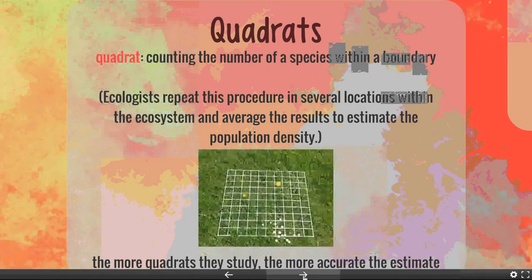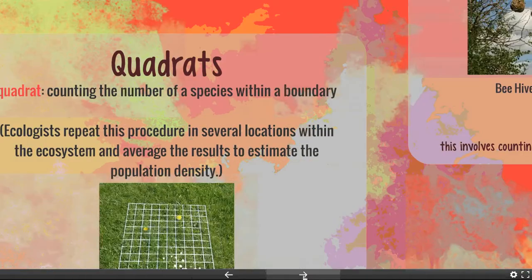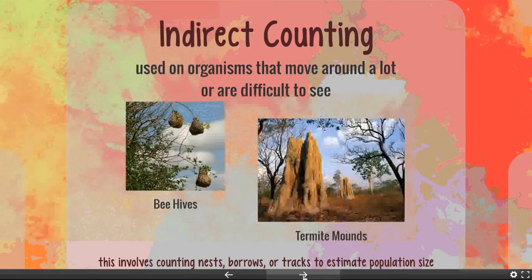So your quadrats, that's where you count a number of species within a boundary. So essentially, they will set up a boundary, count a number of organisms within that area, and then from there, they can estimate the population size over a larger given area. And then indirect counting, so this is typically used for organisms that move around a lot and are difficult to see. The best thing to use this for is organisms that create hives or burrows or nests and things like that.